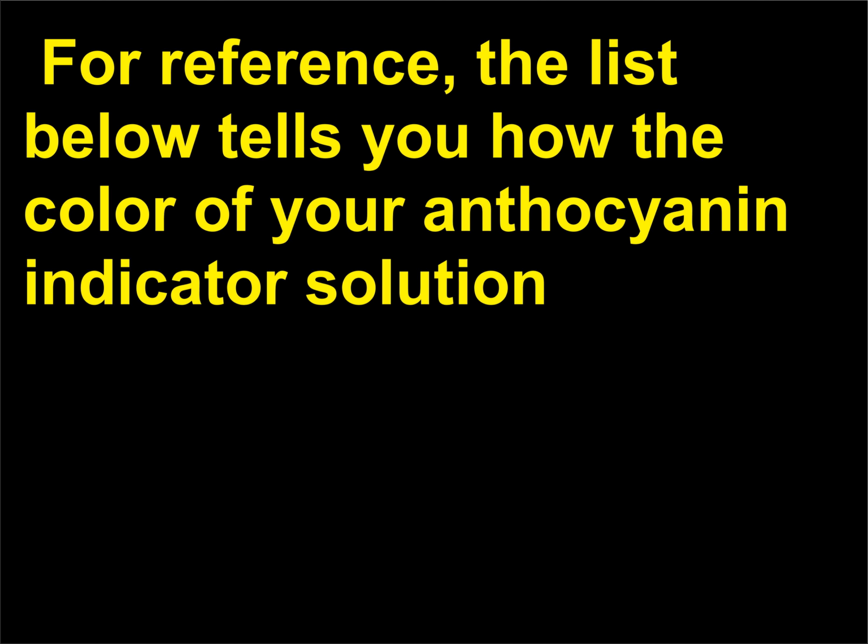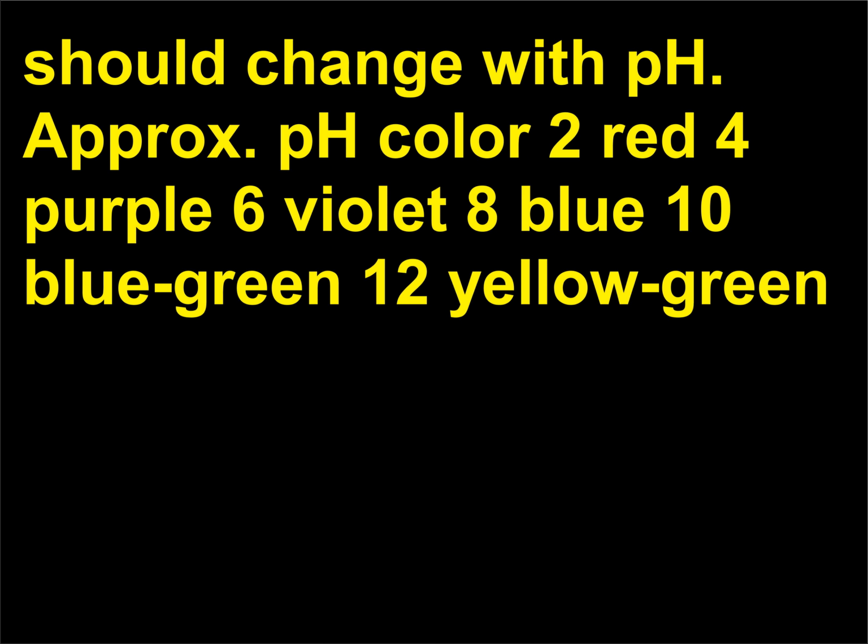For reference, the list below tells you how the color of your anthocyanin indicator solution should change with pH. Approximate pH: color. 2, red; 4, purple; 6, violet; 8, blue; 10, blue-green; 12, yellow-green.